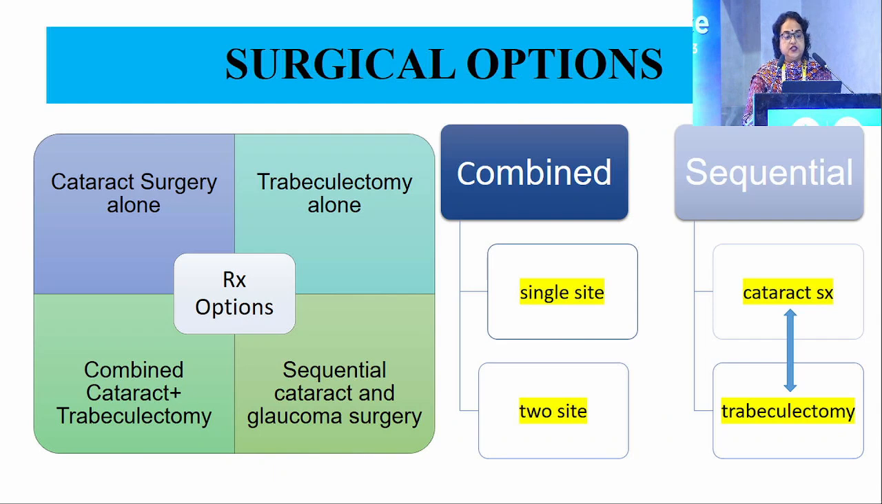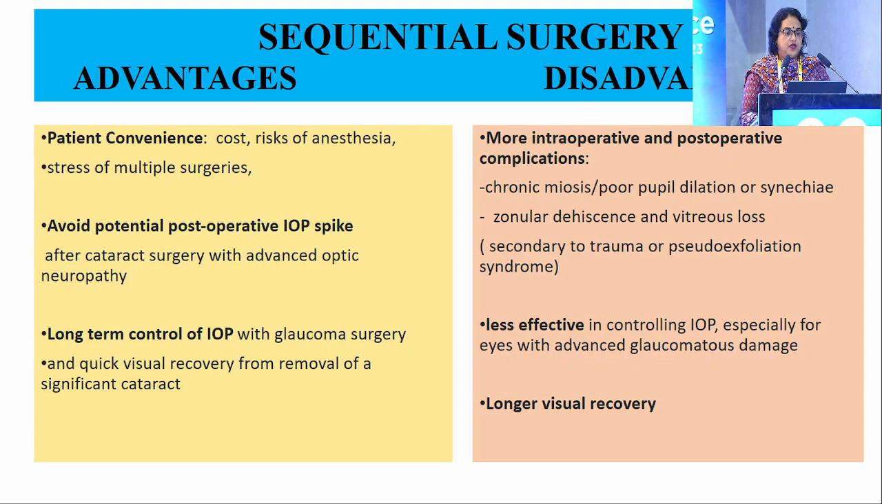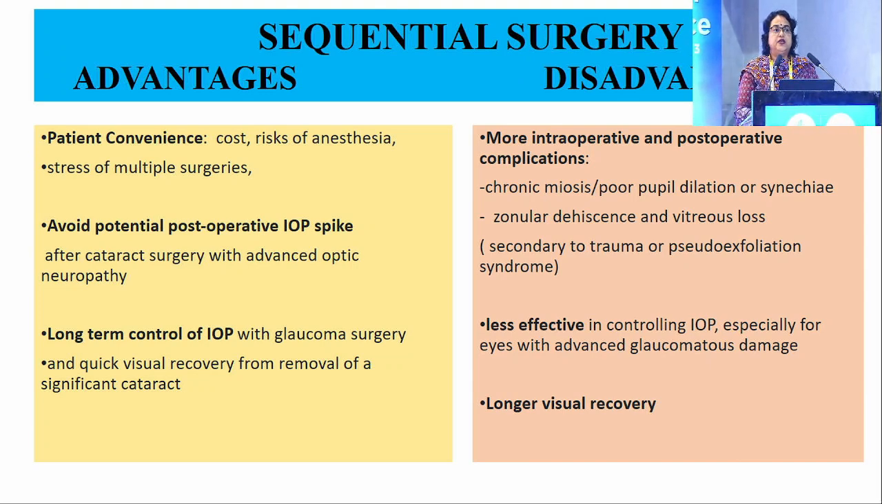So of the various surgical options like cataract alone, trab alone, combined surgery or a sequential surgery: in a combined surgery we can do a single site or two sites for both the surgeries, and in sequential we can do either surgery first and the other later. Now there are various advantages and disadvantages of a sequential surgery, but mostly it depends on the surgeon's clinical expertise and the surgeon's requirement about the visual prognosis.